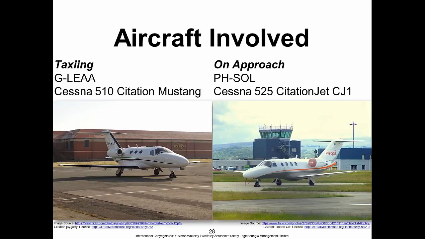These are the two aircraft. The one on the left, G-LEAR, was taxiing on the ground and was the aircraft that did the runway incursion, entering the runway when it wasn't cleared to do so. The aircraft on the right, PH-SOL, was on approach and had to do a go-around manoeuvre.